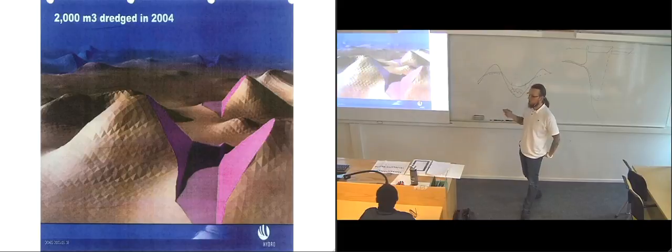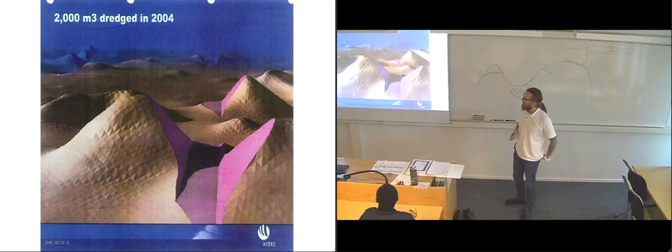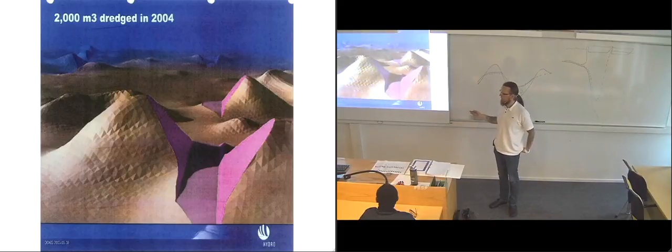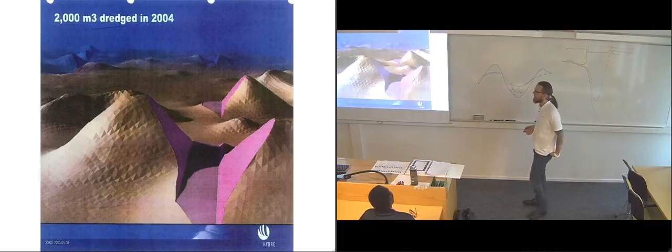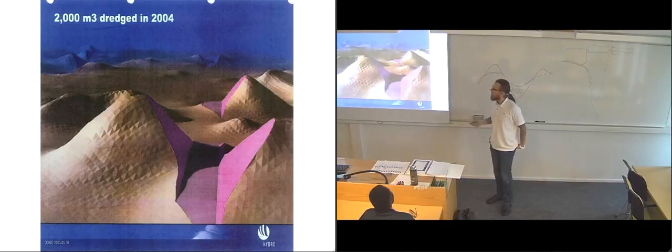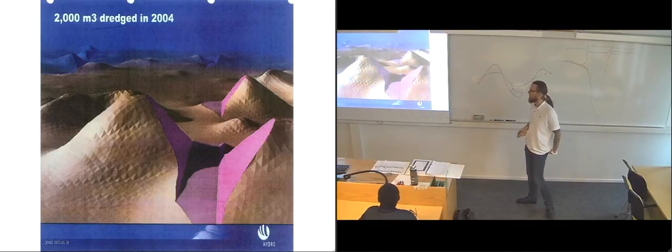They also had to dredge a lot of seafloor. Dredging basically means just excavating a lot of the dirt and the sediment that's down there. So 2,000 cubic meters in 2004. That's quite a lot of cubic meters.